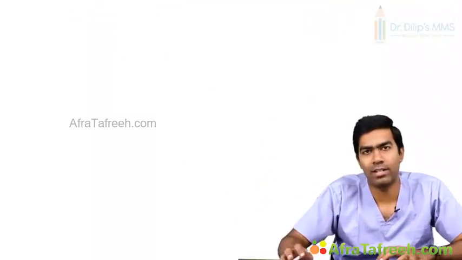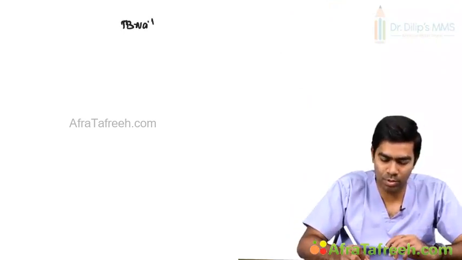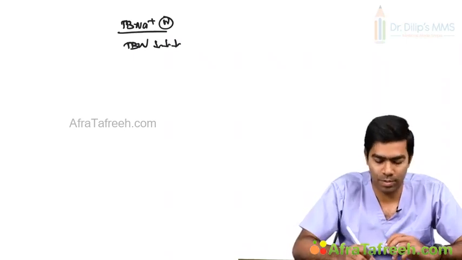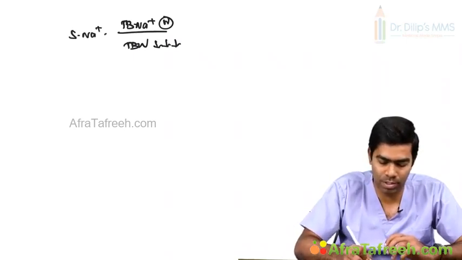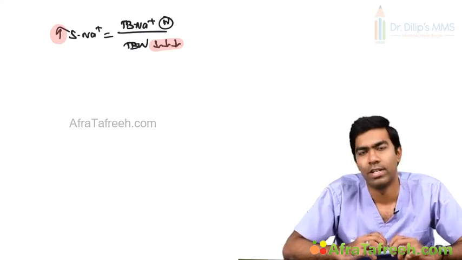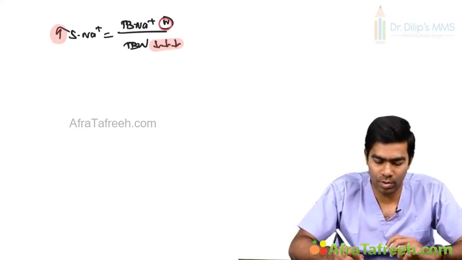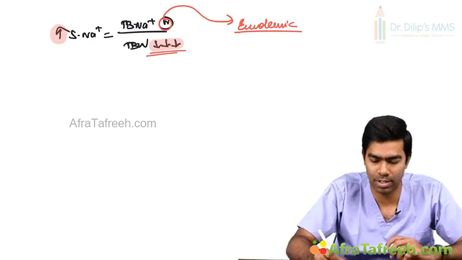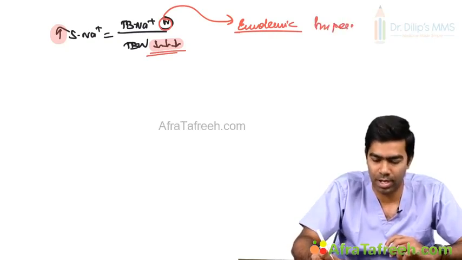Then you can get something called euvolemic hypernatremia also. Let us see the total body sodium and the total body water. Say the total body sodium is normal and only the total body water is shrinking. Obviously the serum sodium is going to increase, because the denominator is decreasing and the numerator is the same. Since the total body sodium is normal, the patient will definitely be euvolemic, there is no doubt about that. But since the total body water is shrinking, the patient will be hypernatremic.